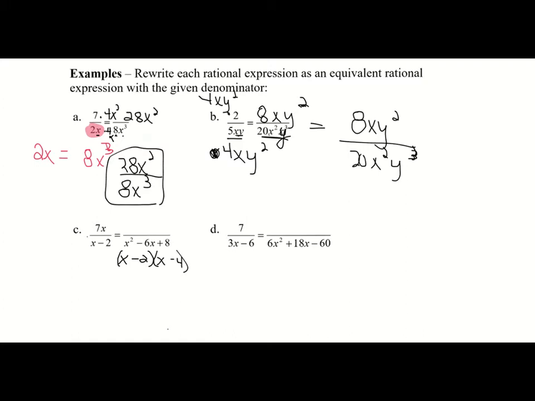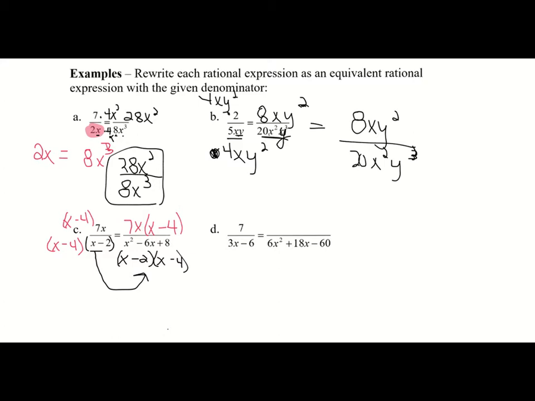So if we look at our starting denominator, we had x minus 2. We went from that to x minus 2 times x minus 4. So that means they multiplied the top and the bottom of the second expression by x minus 4. So we are going to multiply. On the top, we'll have 7x times x minus 4. And we can multiply it out, or we can leave it like that.